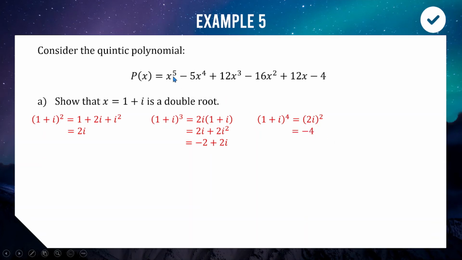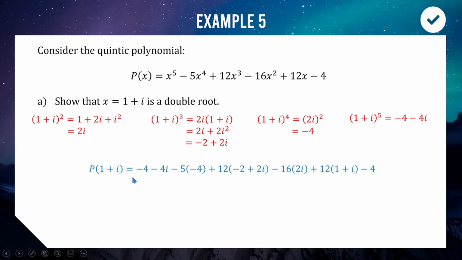And we'll also need a power of 5, so we'll take our, what are we doing here? We're going to take 1 plus i to the 4, which is just minus 4. Multiply this by 1 plus i, which gets us minus 4 minus 4i. Okay, hopefully that wasn't too quick. Now, these are the 4 bits we can chuck into our polynomial.